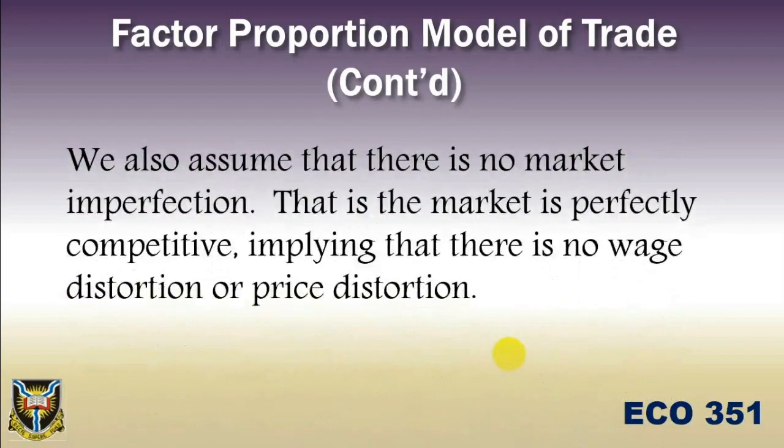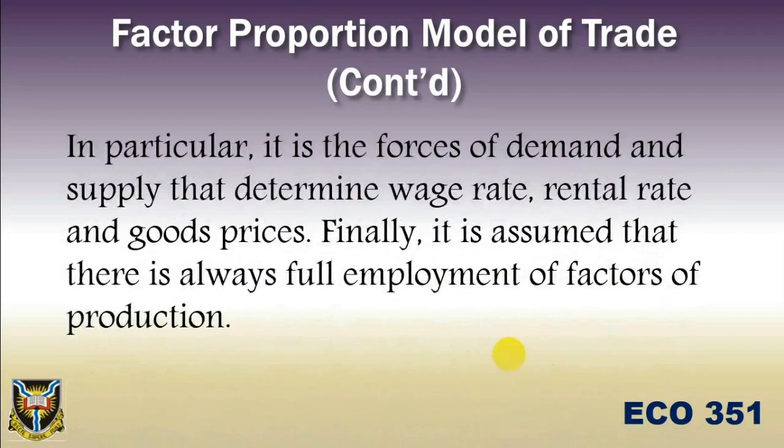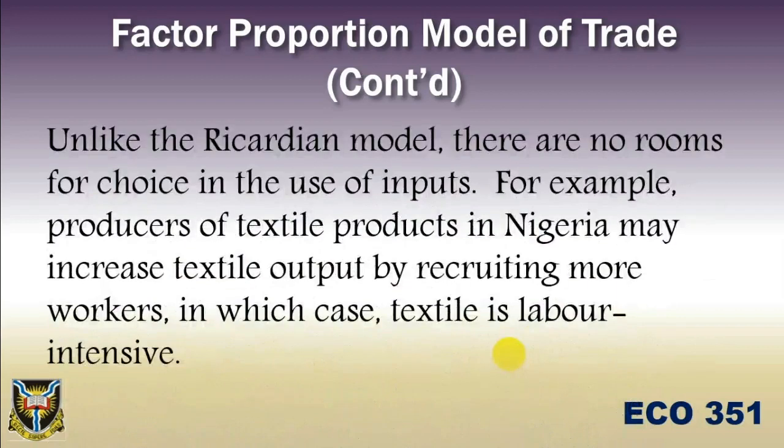We also assume that there is no market imperfection. That is, the market is perfectly competitive, implying that there is no wage distortion or price distortion. In particular, it is the forces of demand and supply that determine the wage rate, rental rate, and goods prices. Finally, it is assumed that there is always full employment of factors of production. Unlike the Ricardian model, there is room for choice in the use of inputs.